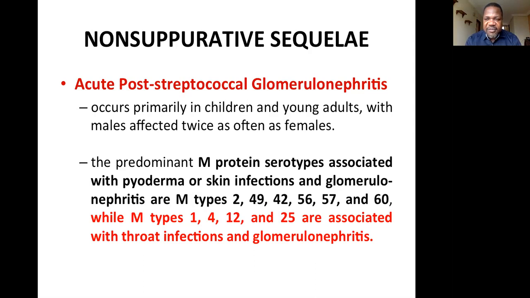Streptococcus pyogenes has numerous virulence factors, and it also has what we call M proteins. The M protein is also used for serotyping of these microorganisms. Different serotypes are able to cause skin infections, and other serotypes are involved in throat infection or pharyngitis. The M protein serotypes associated with skin infections that can cause glomerulonephritis as a complication are serotypes 2, 49, 42, 56, 57, and 60. Other serotypes like 1, 4, 12, and 25 are associated with throat infections and glomerulonephritis.